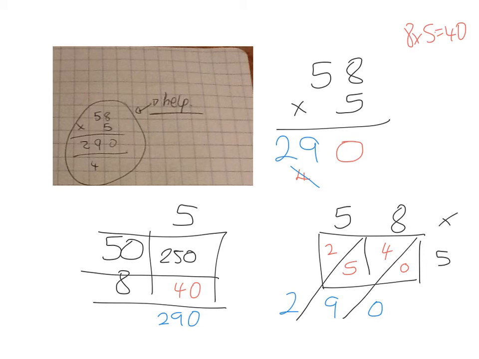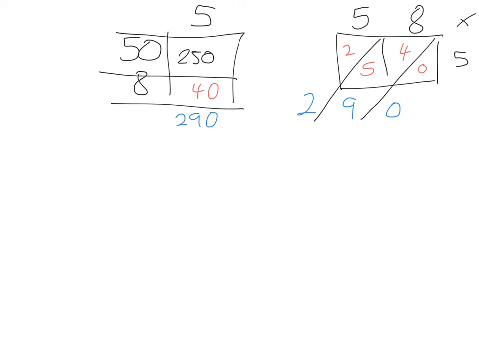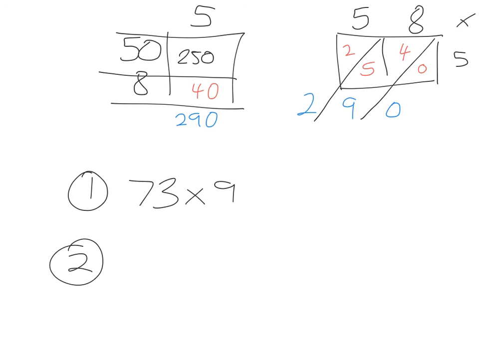Could you have a go at doing these ones in your book and see if they make a bit more sense now? So number 1, could you do 73 times 9? Number 2, 87 times 4. Okay, no need to ask me or for me to give the solution here. Just type them into your calculator after and check to see if you're correct.